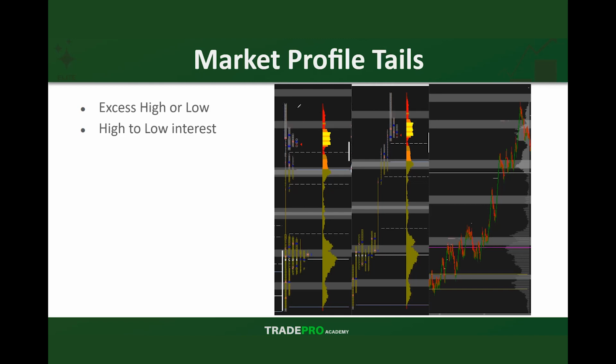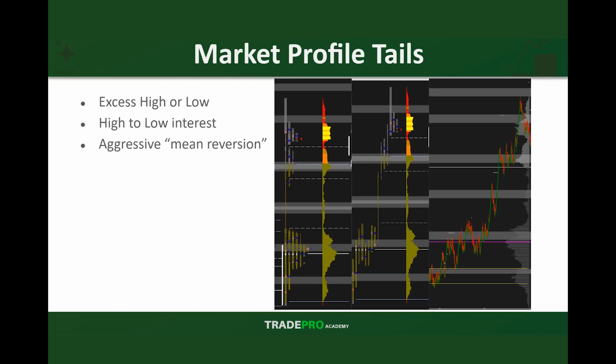Now, these single prints have one caveat. They have to happen outside of the initial balance. That means periods after A and B, right? So that means C period and on. Otherwise, we can't use A and B as our tail. We can't use A or B as our tail identification.